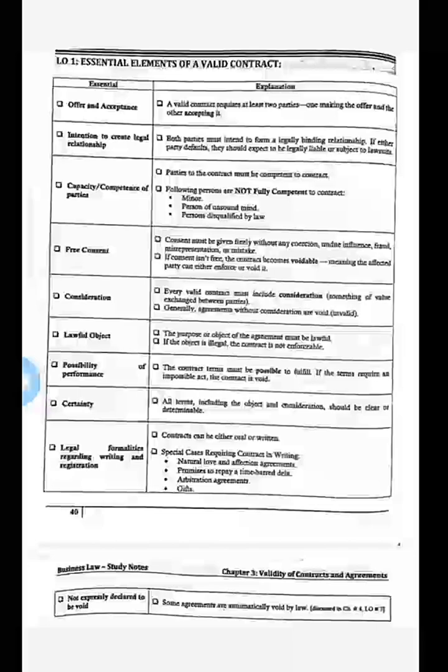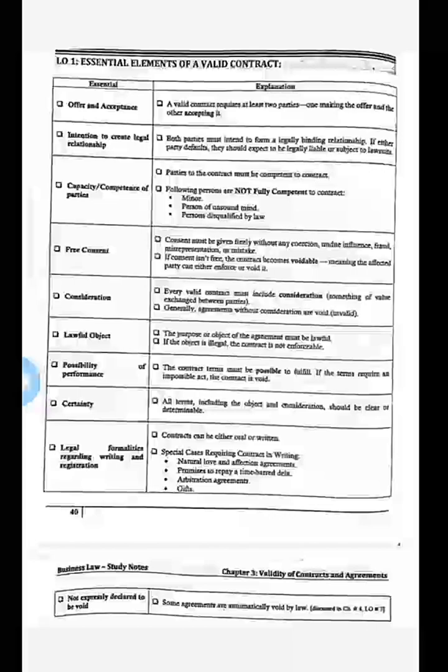Then we have the possibility of performance. The contract terms must be possible to fulfill. If terms require an impossible act, the contract is void. So we cannot tell any person to bring the stars from the sky. If we formulate a contract that you have to bring the stars from the sky, the possibility of performance becomes void. So it is necessary that the contract must be possible to fulfill. If the terms require an impossible act, the contract is void.